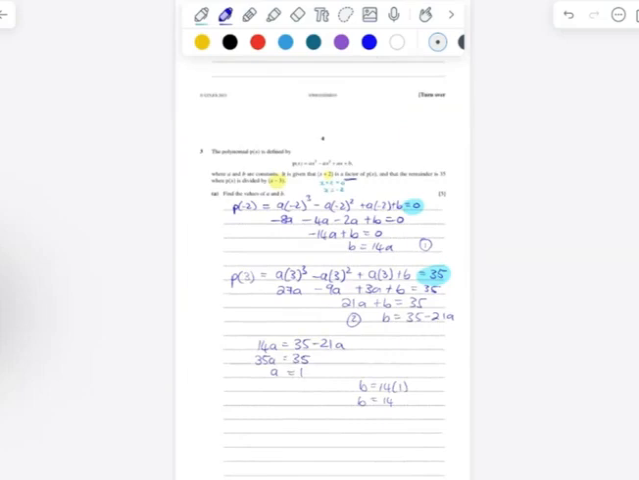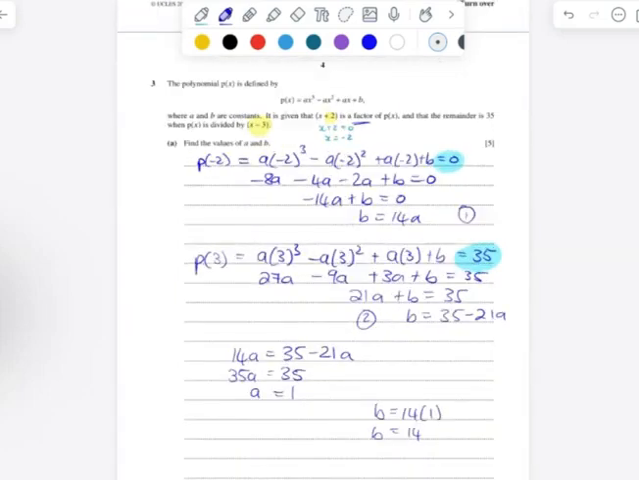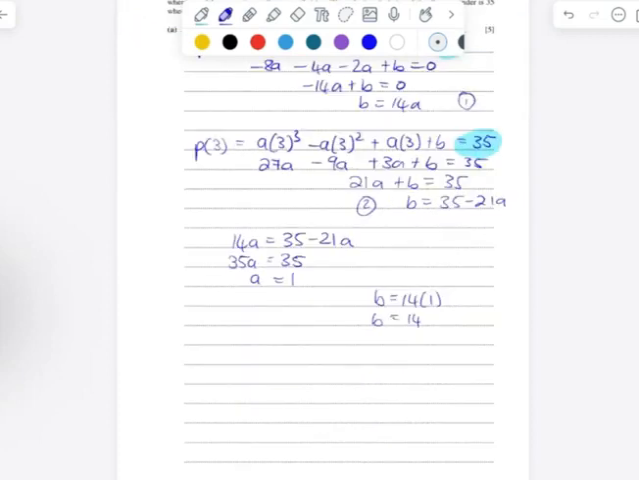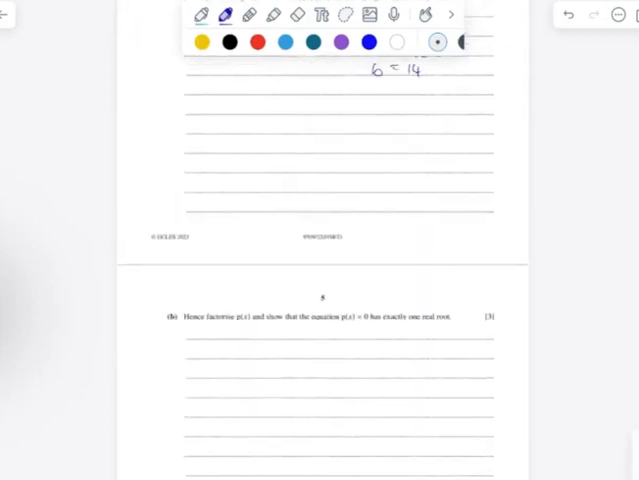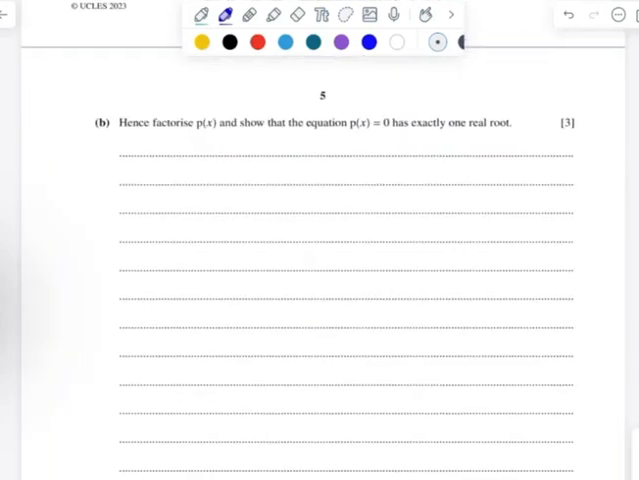All right, so that's a very typical remainder factor theorem question. Make sure that you're plugging in the right thing, equating it to the right thing, and then doing simultaneous equations. All right, part B, they say hence factorize and show that the polynomial has exactly one root. So we're going to factorize. Hence means we're going to use our answer from before. Okay, so how are we going to do that?